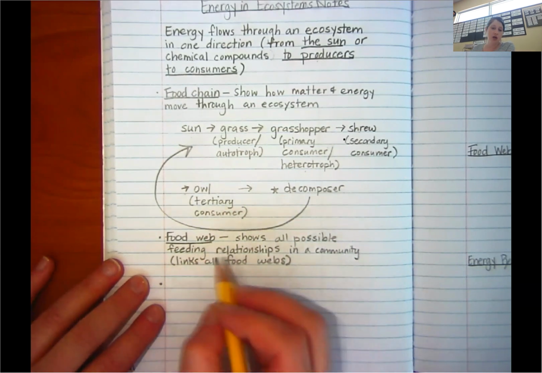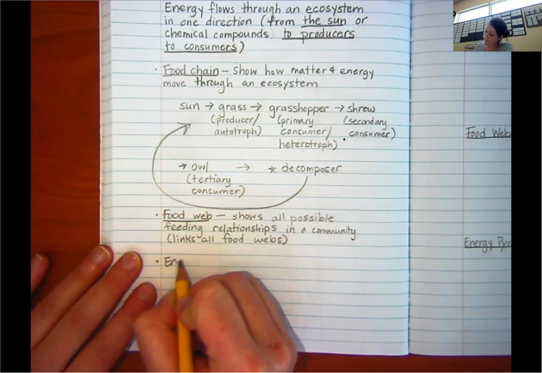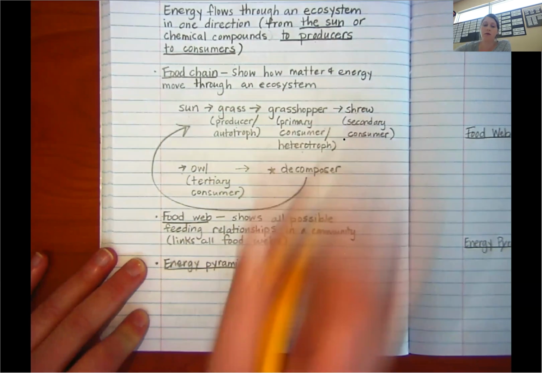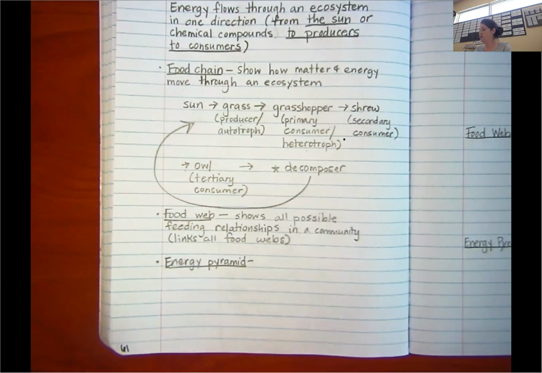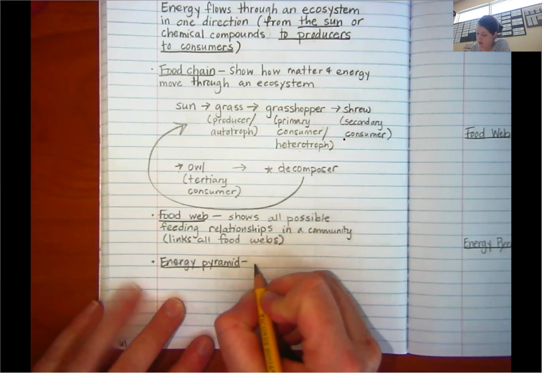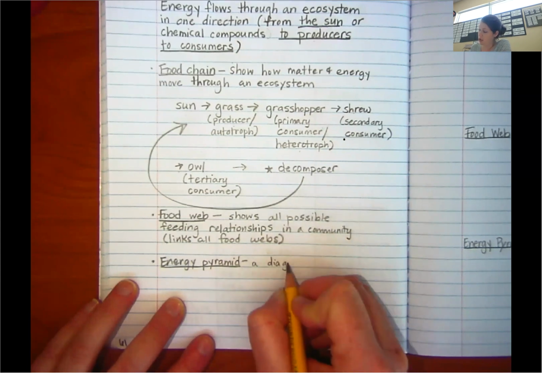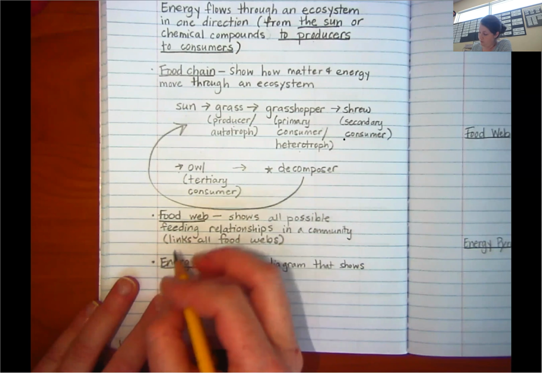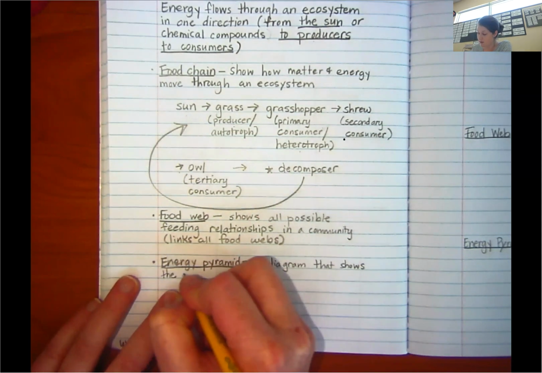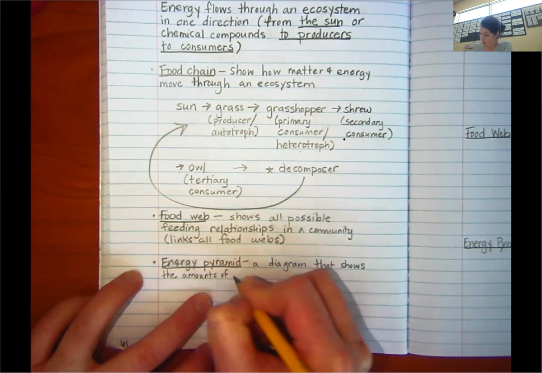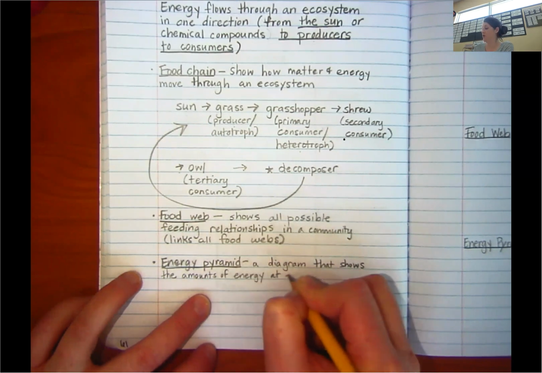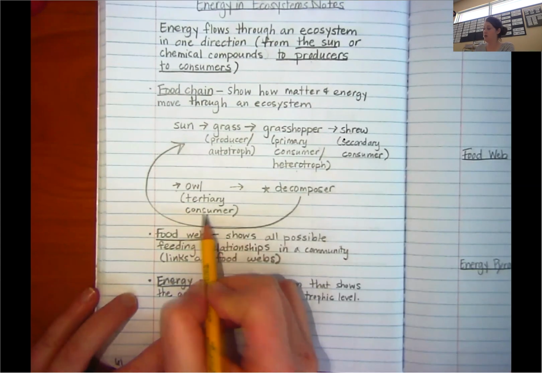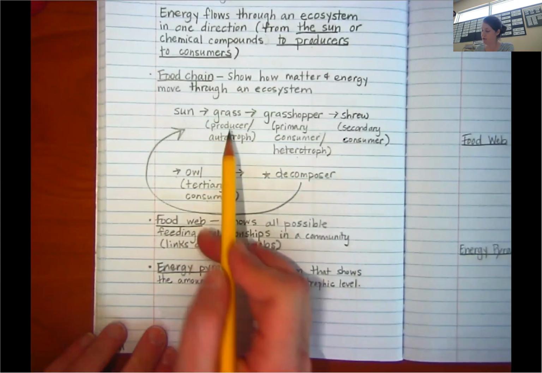The last way that we show energy moving in an ecosystem is through what's called an energy pyramid. An energy pyramid is a diagram in the shape of a pyramid, shocking, that shows not just the flow of energy, but the amounts of energy at each, what's called trophic level. And trophic level goes back to the tertiary consumer, secondary consumer, primary, and producer, etc.